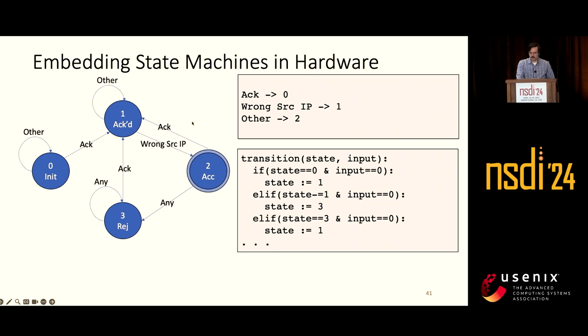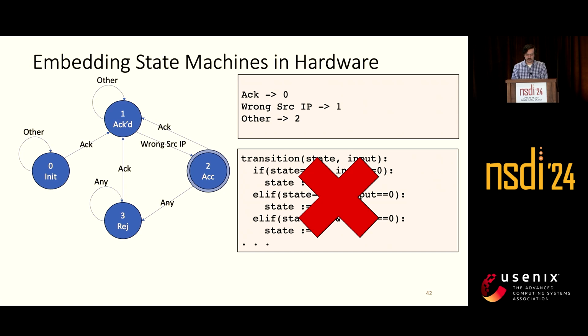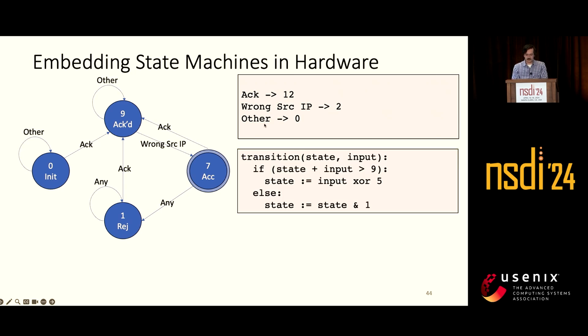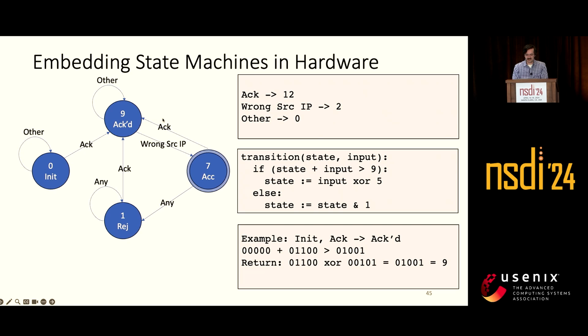So we have to come up with a way to compress this. We do this by renumbering the states. If you number initial as 0, act as 9, accept as 7, and reject as 1, and then you renumber the characters, say giving act 12, the wrong source AP2, and the other 0, then this little microprogram here, which only has 2 lines, or well, 2 branches, actually implements all 12 of the transitions that are possible in the DFA at once.